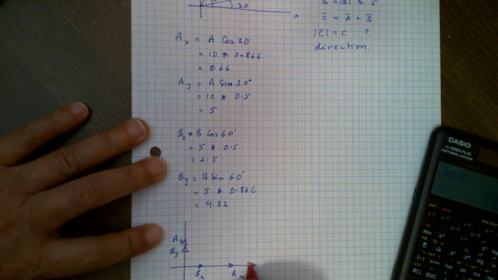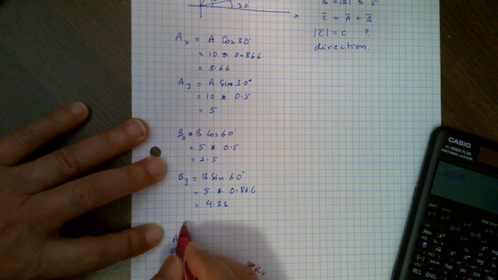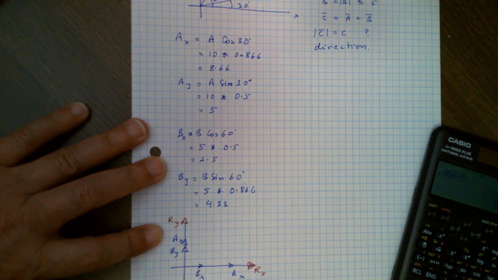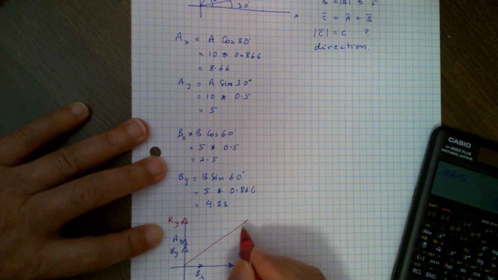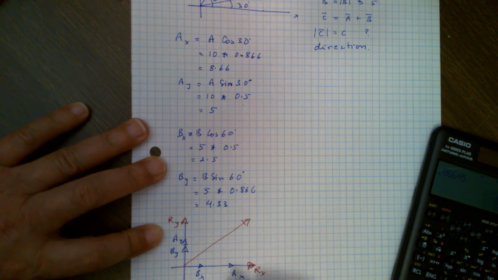and let's call that RX. And then AY and BY will add up, and then I'll get something called RY. So now RX and RY add up, and then I'll get the resultant vector by using this parallelogram law. But since they are perpendicular, it's very easy. That'll be my final resultant vector R.